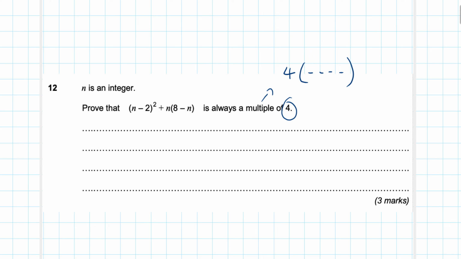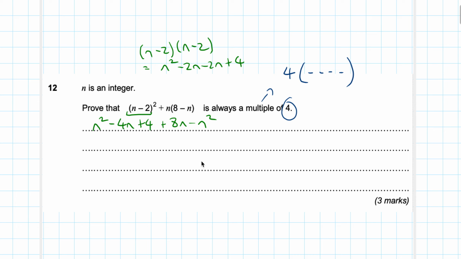So how do we do this? Well, we need to expand out our brackets because we're trying to get it all into one expression. We expand our first term, (n minus 2) squared, so it's (n minus 2)(n minus 2). This is n times n, which is n squared, minus 2n, minus 2n, plus 4. That gives us n squared minus 4n plus 4. Then we've got n times (8 minus n), so it's going to be plus 8n minus n squared.